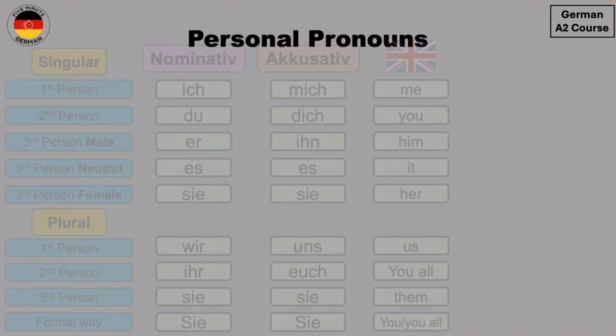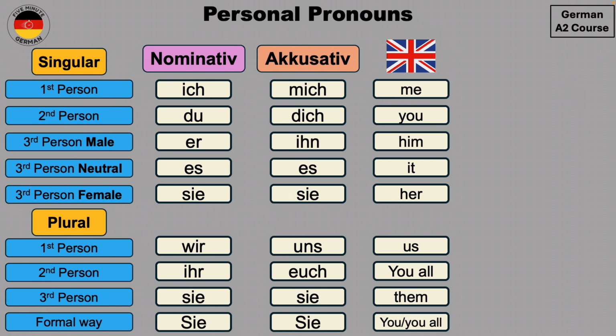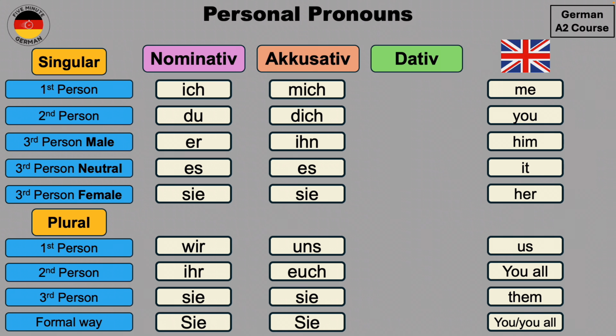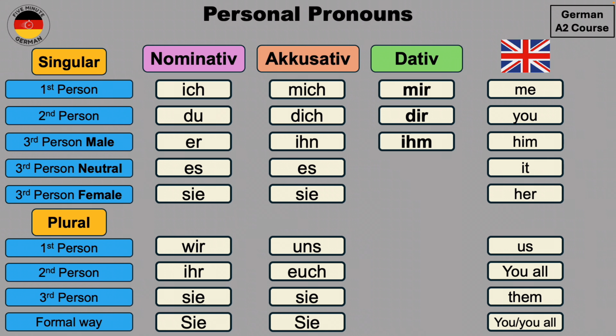So we already saw the personal pronouns in nominative and accusative cases in A1. So what will be the dative forms of these personal pronouns? The dative for first person singular will be mir, which means me. For second person singular, it will be dir, which means you. For third person male, it will be ihm with an M at the end. For third person neutral, it will also be ihm. And for third person female, it will be ihr, which means her.